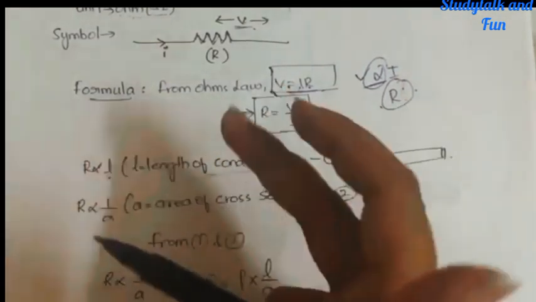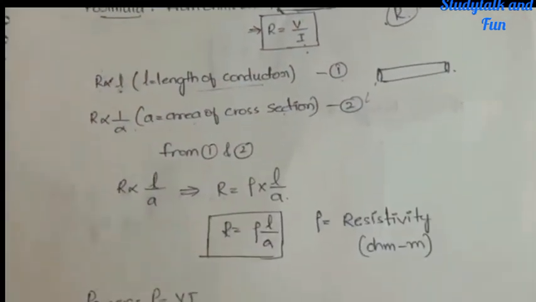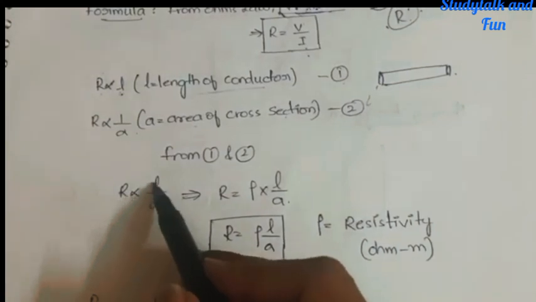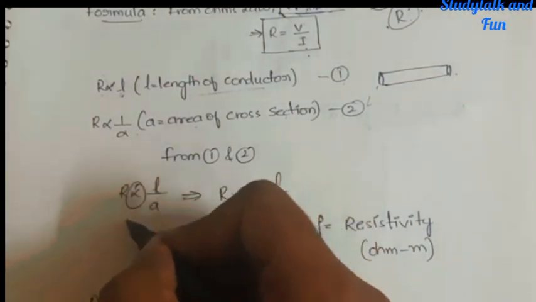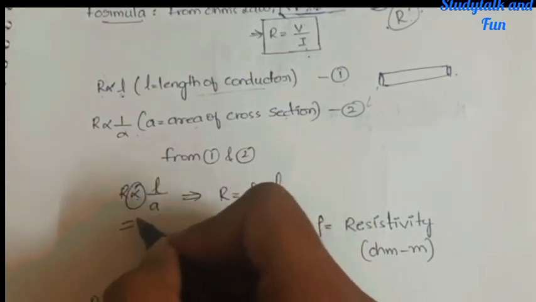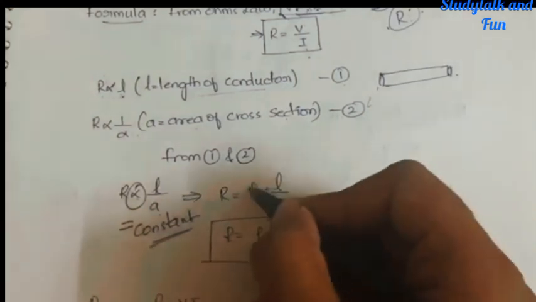Got it? So from both equations 1 and 2, by combining both, you can say that R is directly proportional to L by A. Whenever you remove the proportionality and make it equal to, you will get a constant, and that constant is nothing but rho here.